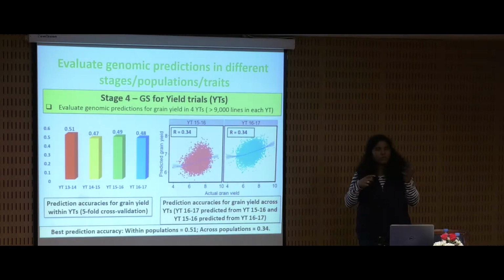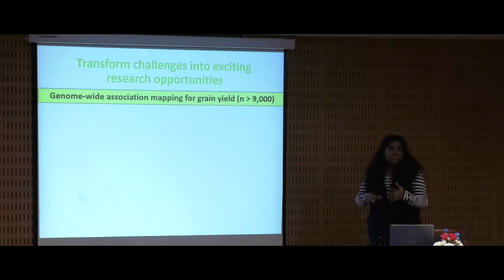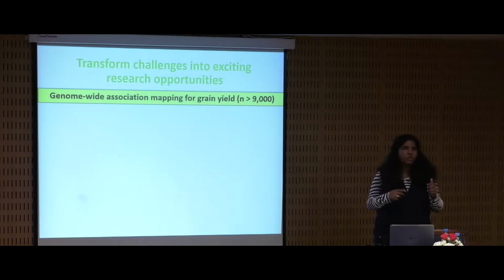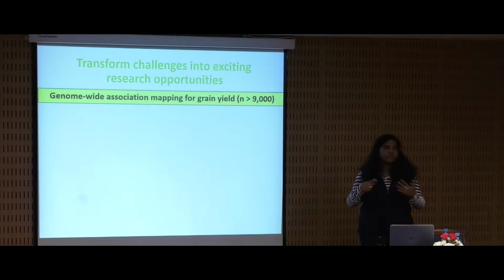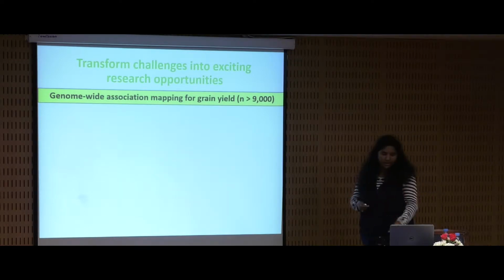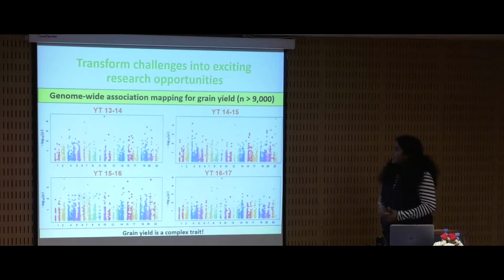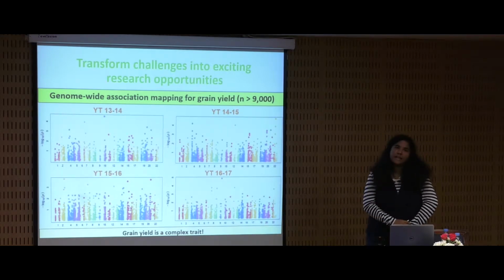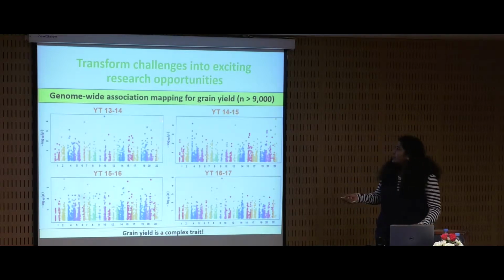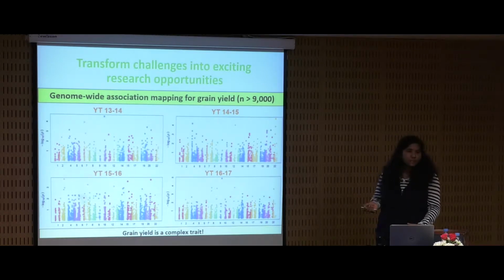So what results in these low accuracies across years is one of the questions that we wanted to look at. So that's again transforming this challenge. So we don't have an accuracy that is high enough for us to really implement genomic selection at this stage. So what was going on here? So I did a quick GWAS at this stage and looked at all the 4 different nurseries, and you have to take this into account. So this is about 10,000 lines in 4 different years, and this is grain yield. And you can see how complex of a trait it is.